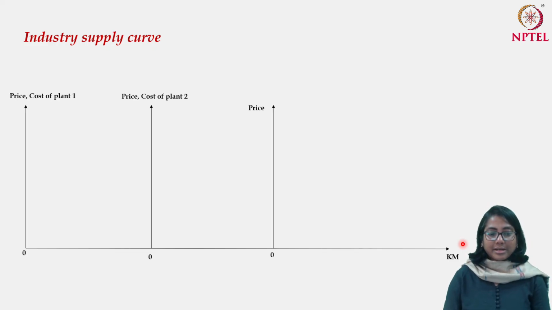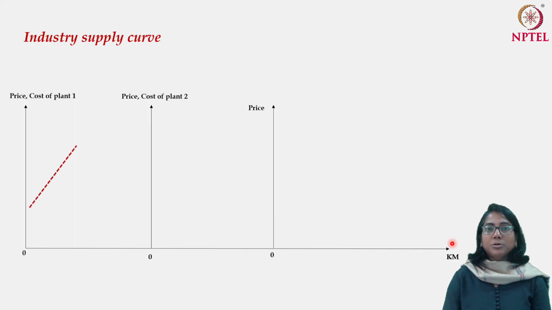Let us take three panels. In the first panel, I am going to show the supply curve of the first plant producing electricity. In the second box, we are going to talk about the cost curves, or the supply curve, of the second plant, and in the third panel, we are going to show what is happening in the market. And here, this horizontal axis represents the total output being produced.